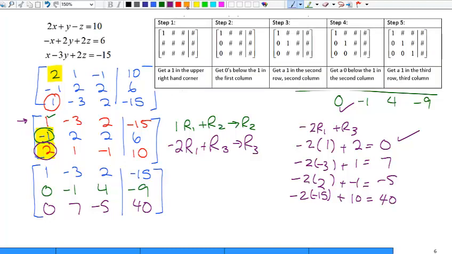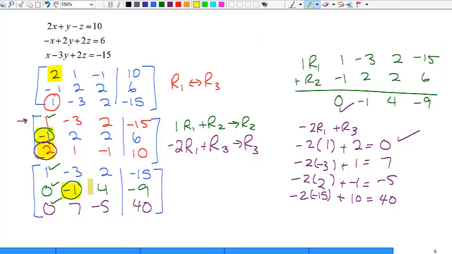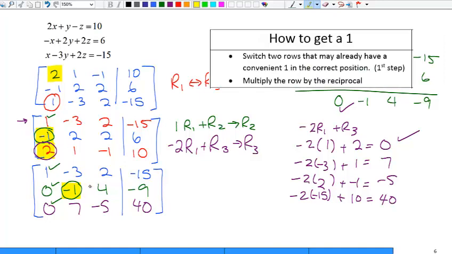Okay, time for a progress report. Do I have a 1? Check. Do I have 2 zeros? Check, check. Do I have a 1? I don't. So the next thing that I'm working on is to try to get a 1 right here in the second row, second column. So what is the rule to get a 1? I've already used to switch two rows. That's usually used in the first step.